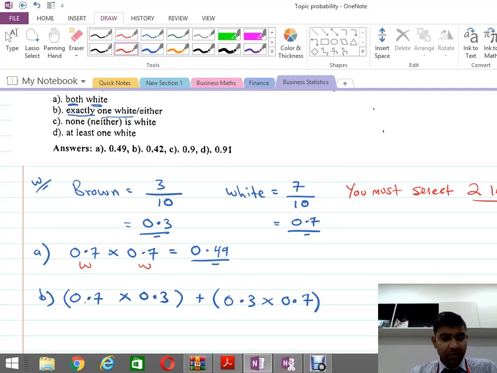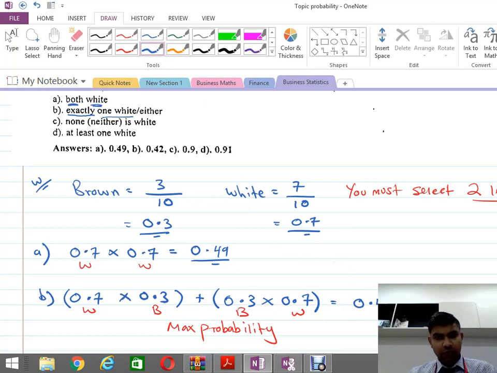So when you select, it can be either white then brown, or brown then white. So this is the maximum probability, in other words. You must think what is the maximum that you can go for. You cannot have another one, because if you have another one, it comes back to the first one. So you only have a maximum of two outcomes here. So your answer should be 0.42.